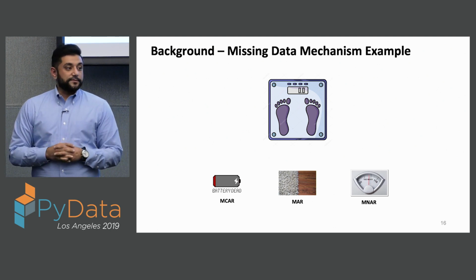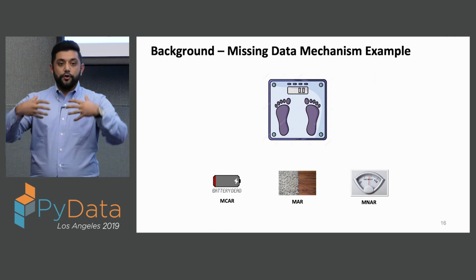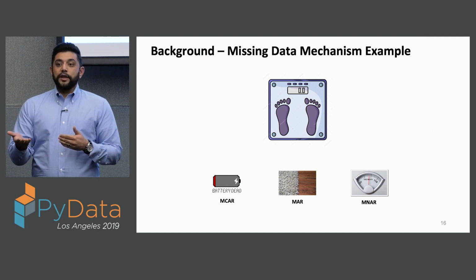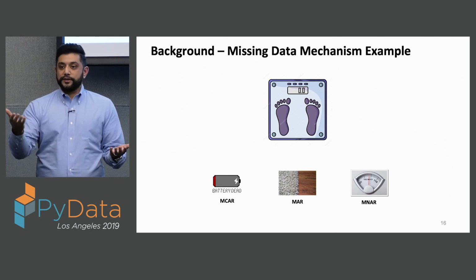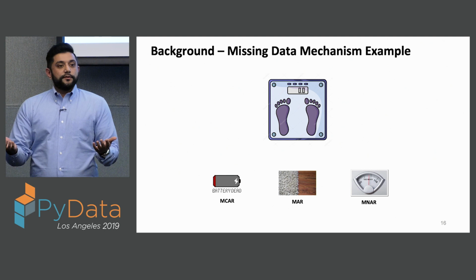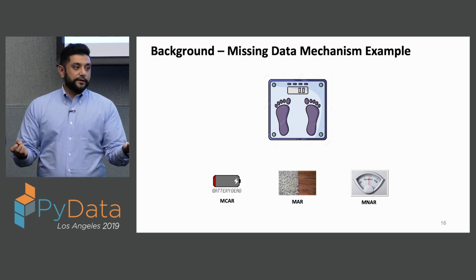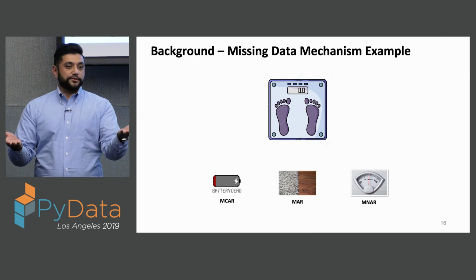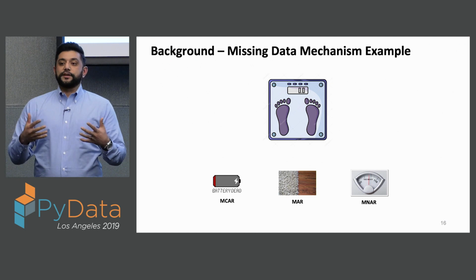The second is missing at random, which is that now your missingness is dependent on a known variable. And that known variable is whether or not the surface that we weighed you on was soft or hard. So anytime we weighed you on a hard surface, we got your data point, we got your weight. Anytime you were on a soft surface, we did not get your weight. And if we know that we measured you on a hard surface versus a soft surface, we could use that known variable to actually impute those values. And therefore it's missing at random.